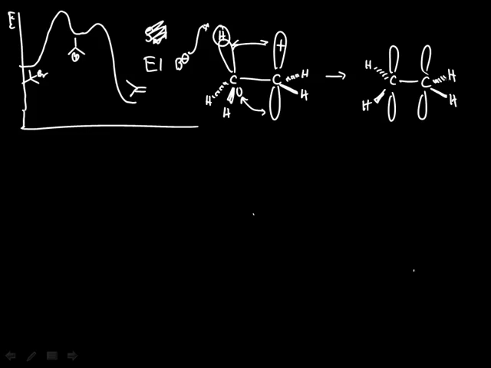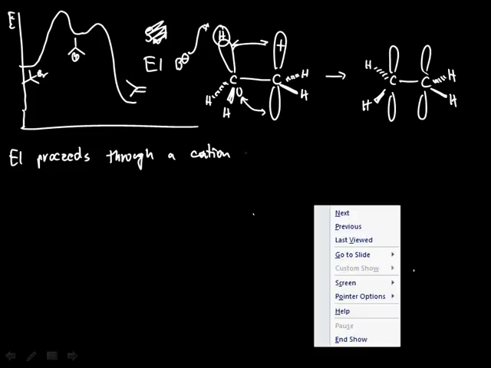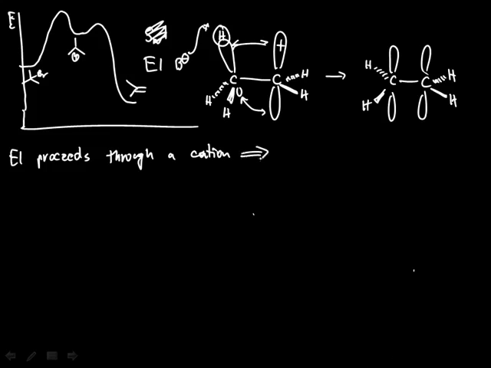Okay? Now, since E1 reaction proceeds through a cation, that means that it suffers from the same ailments that the SN1 reaction suffers from. The first one is the loss of stereochemistry, but that is not overly relevant since we lose the stereochemistry anyway, since we're getting an alkene. But the second and more significant one is that we see rearrangements in E1 reaction as well.